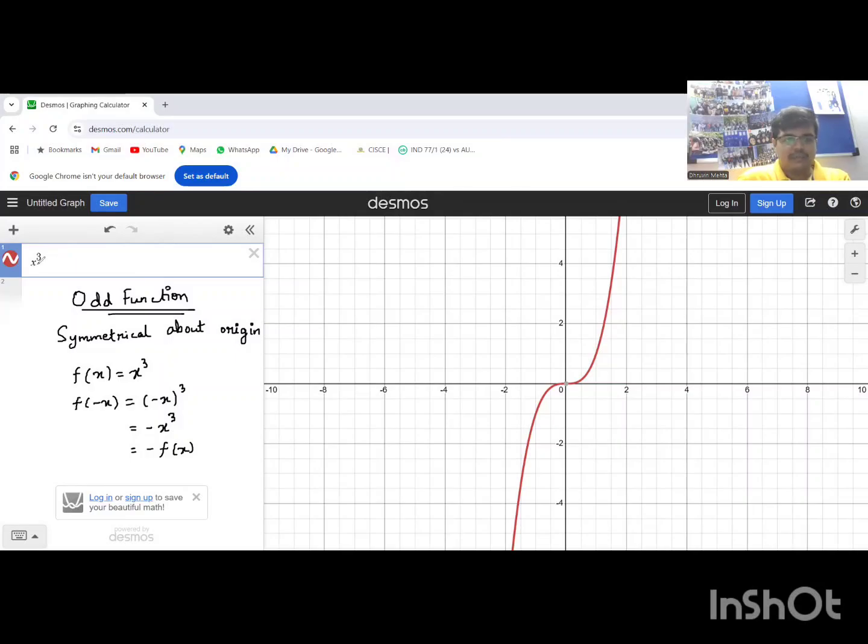If you check this graph, the function is x cubed. This is the graph of x cubed. On either side of origin, it is symmetrical. It's a mirror image about origin. And therefore, we say it is symmetrical about origin. So this is one point which you need to know.